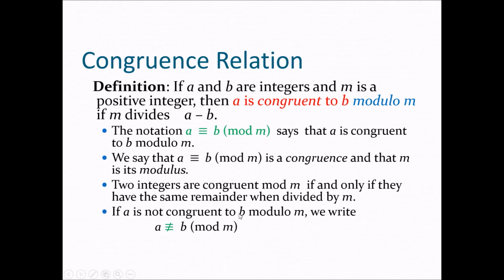If a is not congruent to b modulo m, then we write a is not congruent to b mod m. We just cut this notation of congruence by a line. So this line represents not congruent.